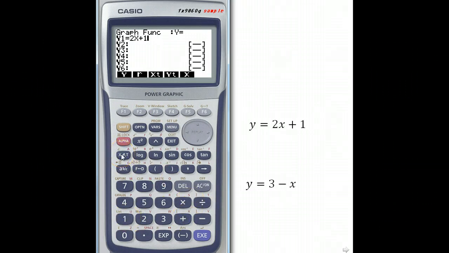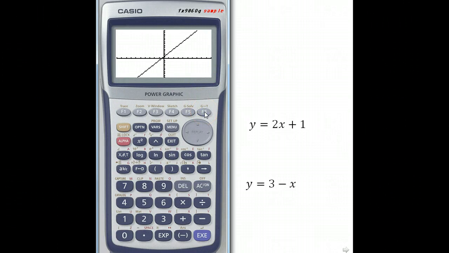Remember to use this button here under the red Alpha button to input your x variable. Execute, and we're ready to go. To draw the function, if you look across the bottom, you'll see Draw here above the F6 button. So we're going to choose F6, and there is a picture of our graph.